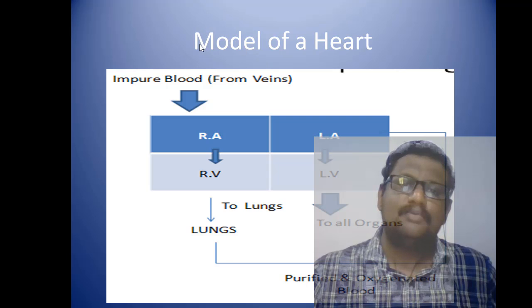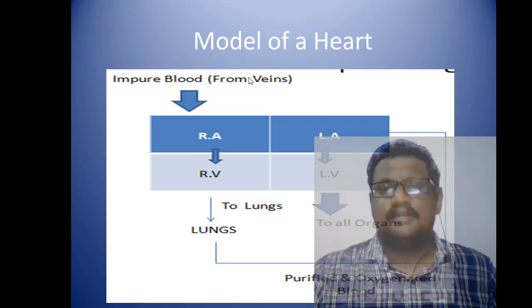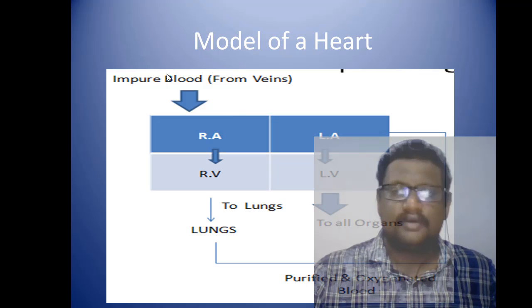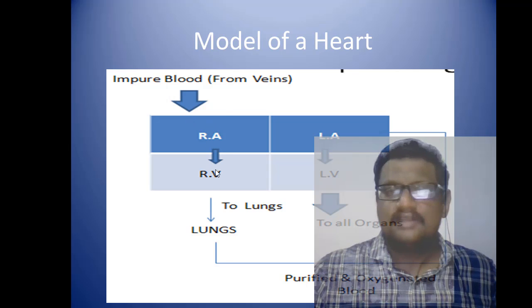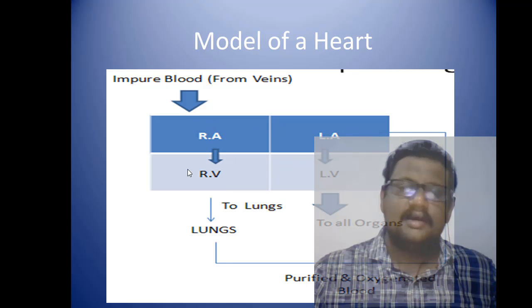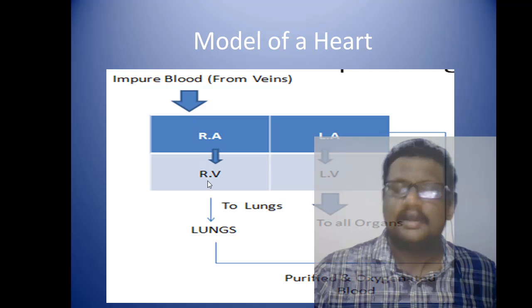What happens here is the impure blood from all the parts of the body comes through the blood vessels that connect to the heart, which are called the veins. The impure blood from other parts of the body comes through the veins to the right atrium. So the right side of the heart deals with the impure blood. The top two layers of the heart are called the atria and the bottom layers of the heart are called the ventricles. So the impure blood enters the right atria and is pumped to the right ventricles.